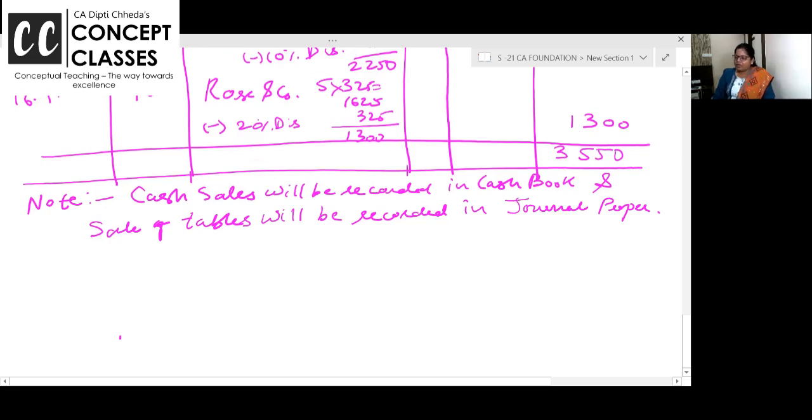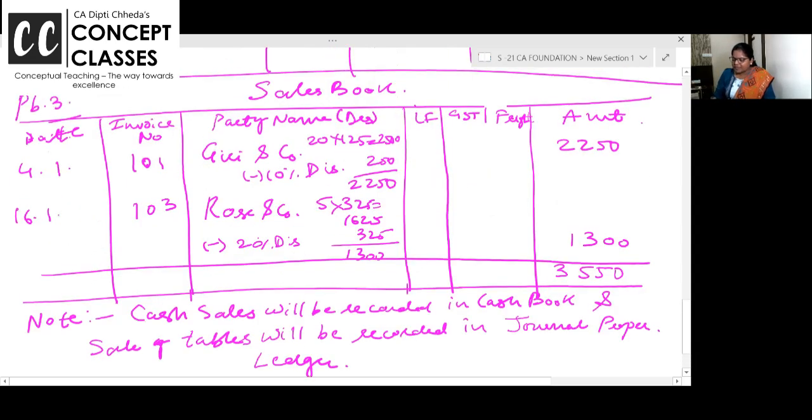Cash sale will be recorded in the cash book. Sale of table will be recorded in the journal proper. Now they have asked you to prepare the ledgers. So let us prepare the ledgers. What is a ledger? Posting of these journal entries.